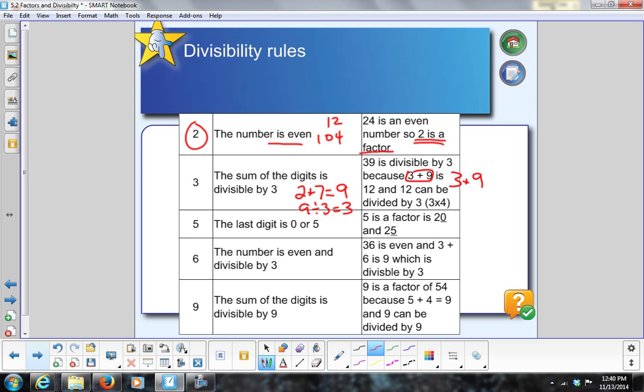For instance, over here we said 36 is even, right? It's an even number. And 3 plus 6 equals 9. 9 can be divided by 3. So 36 is a multiple of 6. So 6 would be a factor of 36. Okay. 9, same thing as number 3. The sum of the digits is divisible by 9. So 54, 5 plus 4 is 9. 9 divided by 9 is 1. So 9 would be a factor of 54. I know that's a lot to take in, and you'll have this little cutout for your notebook, but I highly suggest that you memorize those.